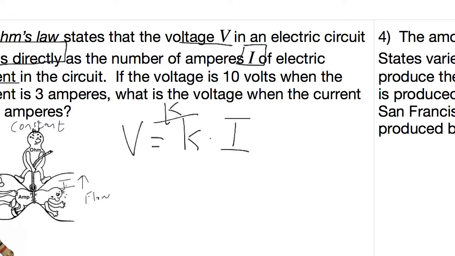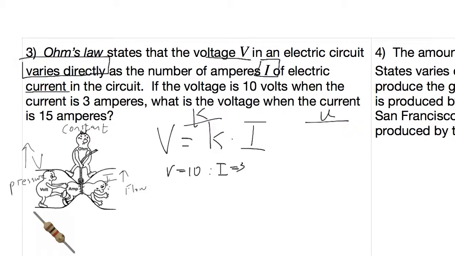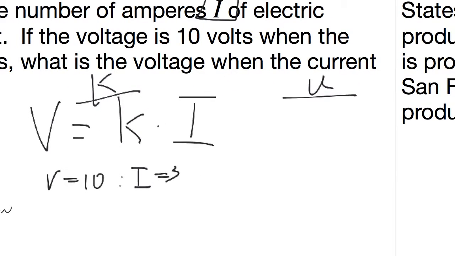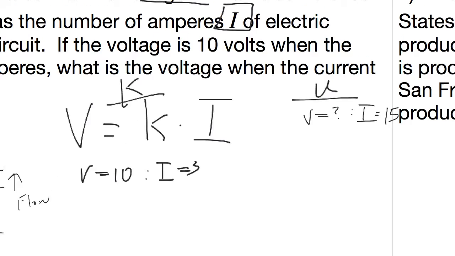So what we know is V equals K times I. We also know that when the voltage is 10 volts, then the current is going to equal 3 amps. What we don't know is what is the value of K and what is the value of V when I is equal to 15 amps.